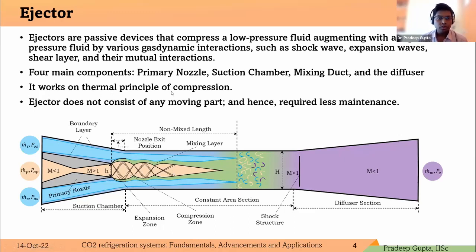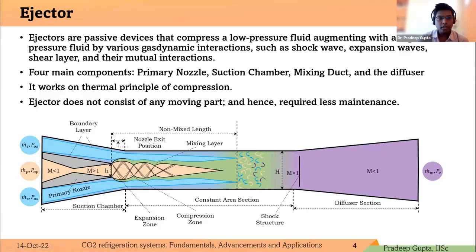The ejector works on the thermal principle of compression. That means it does not require any electricity or high-grade energy to produce the compression effect. It only depends upon the mixing of the primary and secondary flows. The ejector does not have any moving parts and hence requires less maintenance. In addition, the geometry or construction of the ejector is very simple. It is just a converging-diverging duct.